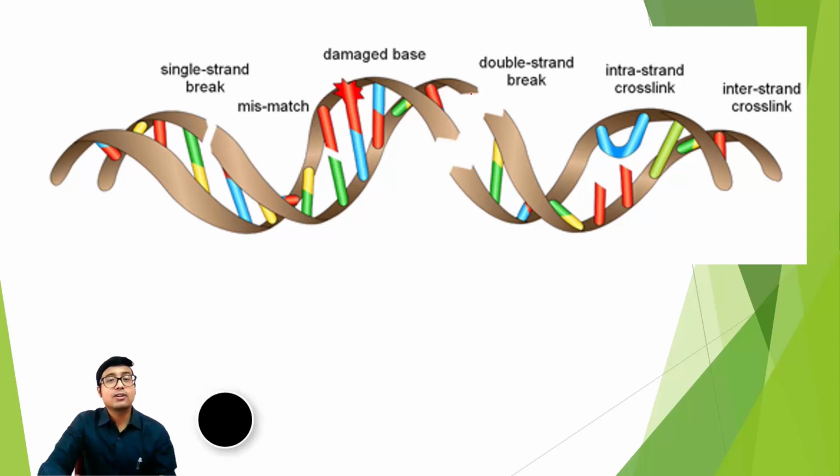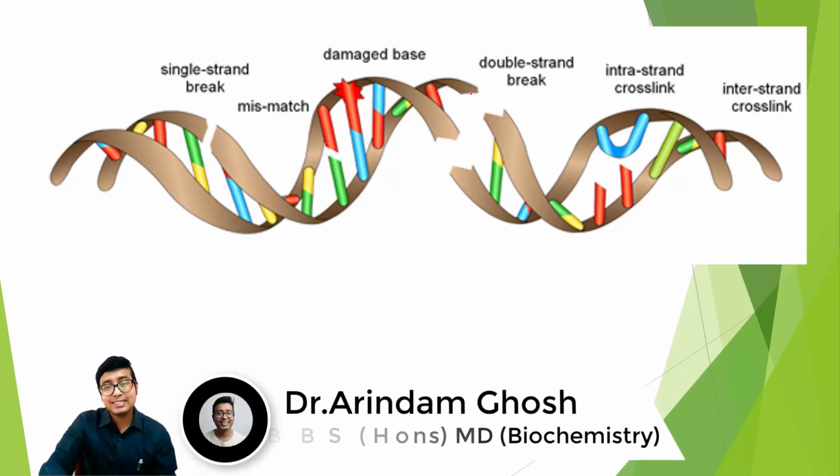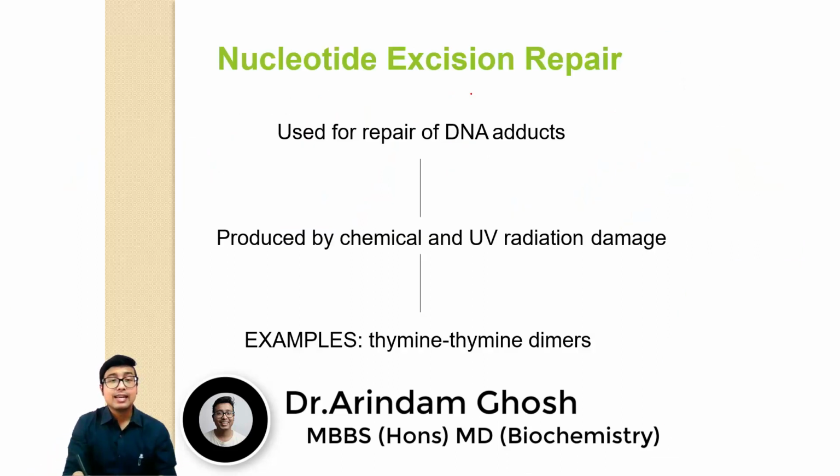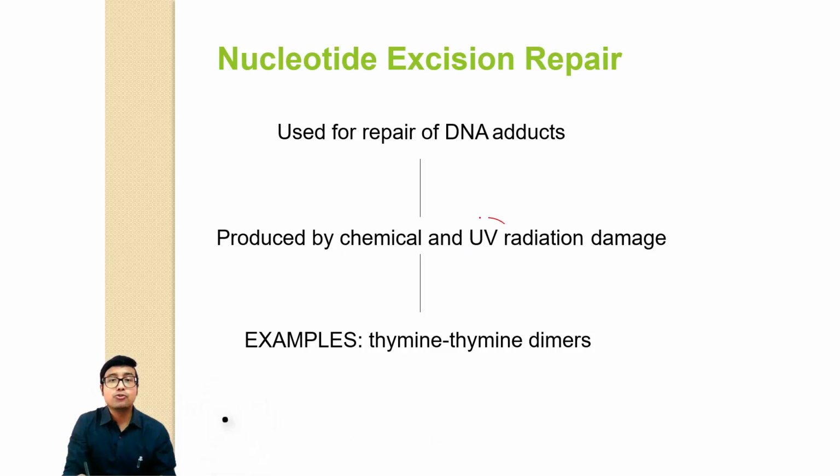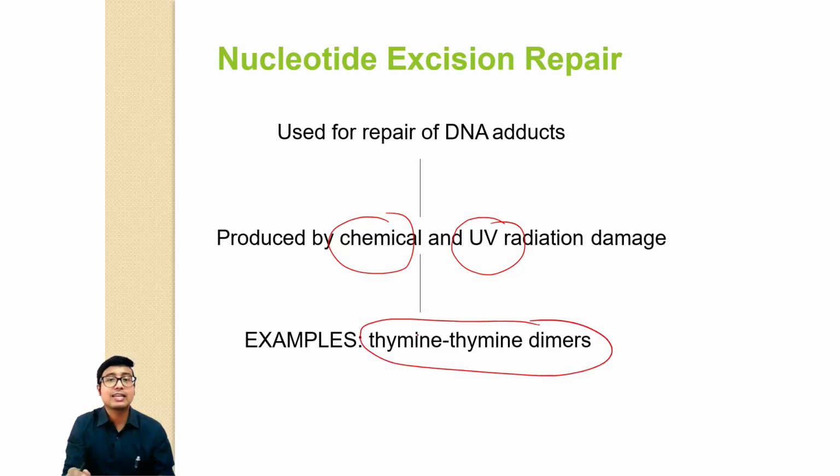Hello students, welcome to another part of the lecture series on DNA repair, and in this class we will be learning about nucleotide excision repair. This type of repair is mainly triggered when there is UV radiation damage or any damage by chemicals leading to the formation of pyrimidine dimers, specifically thymine dimers.